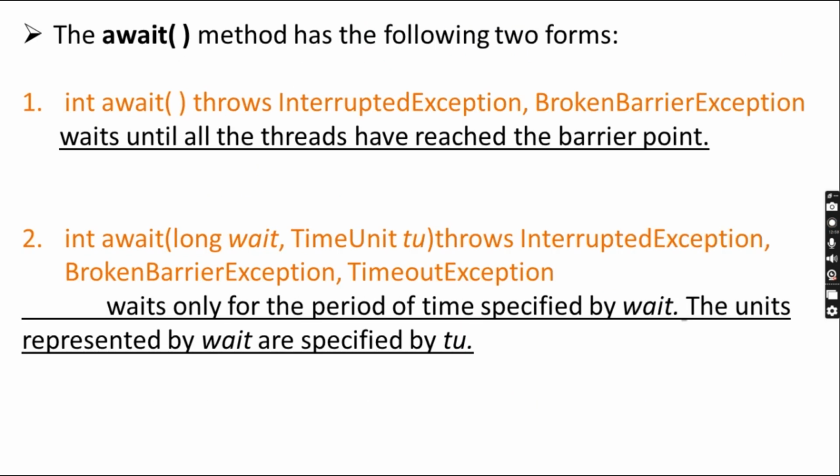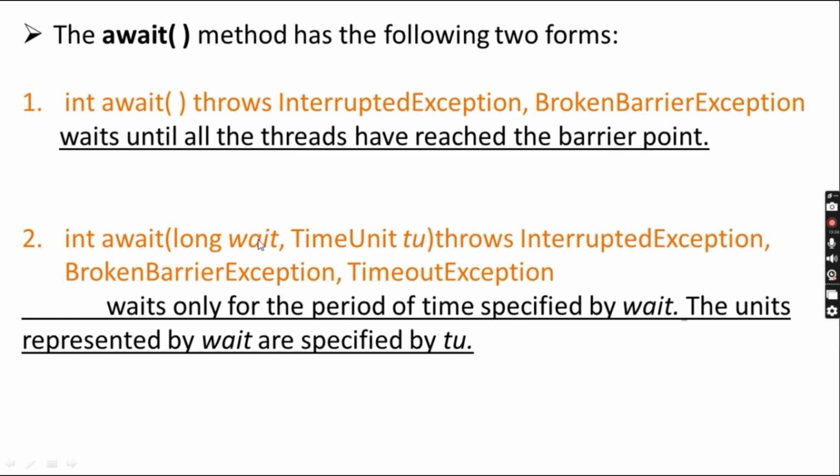Await has two forms. First, await with no parameters, throws InterruptedException and BrokenBarrierException. It waits until all the threads have reached that particular barrier or execution point. And second, await(long wait, TimeUnit unit), throws InterruptedException, BrokenBarrierException, TimeoutException. It waits only for the period of time provided by wait and the TimeUnit enumeration. So first, it waits until all the threads have come. Second, it only waits for a particular time.